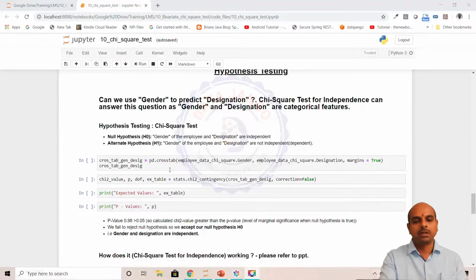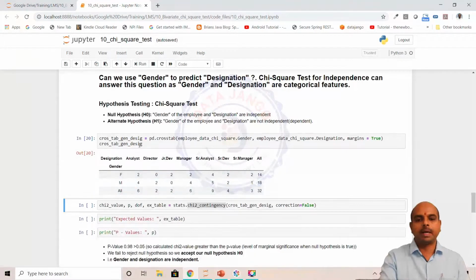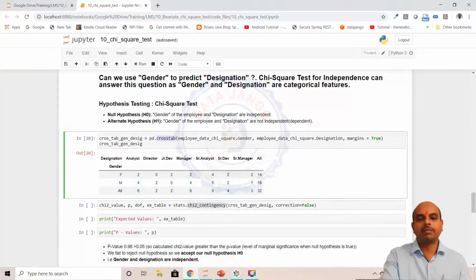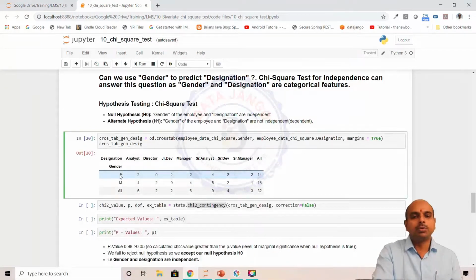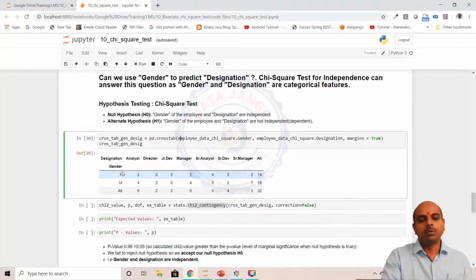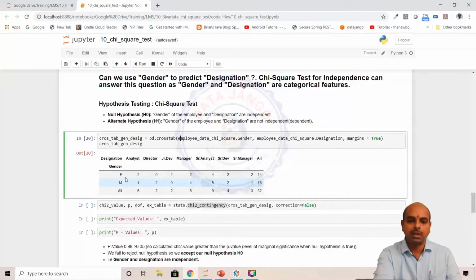The gender and designation. So we have taken null hypothesis and alternate hypothesis here. To do a chi-square test, we need to pass the contingency table. So whatever we are seeing here is called a contingency table. Or using pandas crosstab, we can find the contingency table. What the crosstab method will give you is the count of the two categories. The count of analysts being female is 2. The count of analysts being male is 4. That means there are 4 records of male analysts present in the data set. So this is the contingency table.